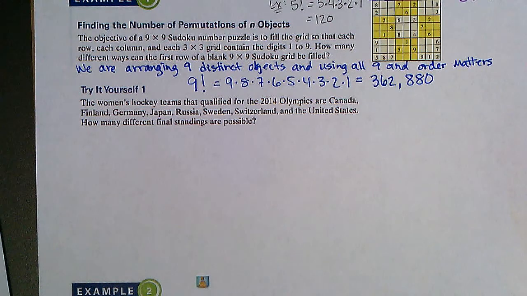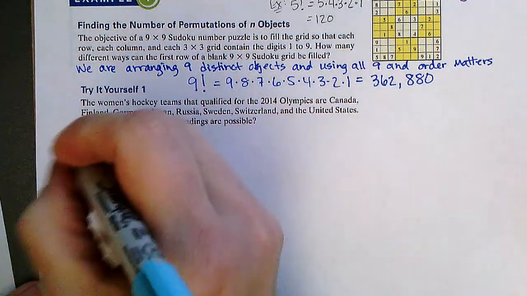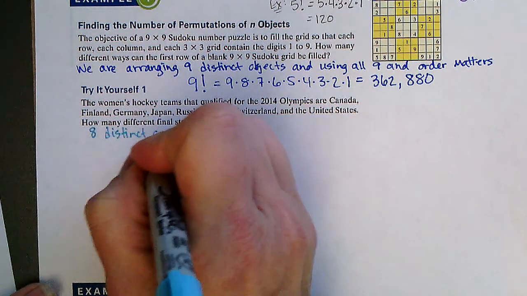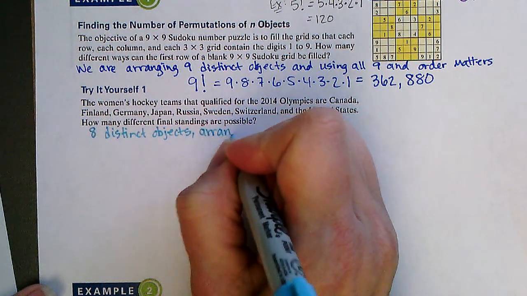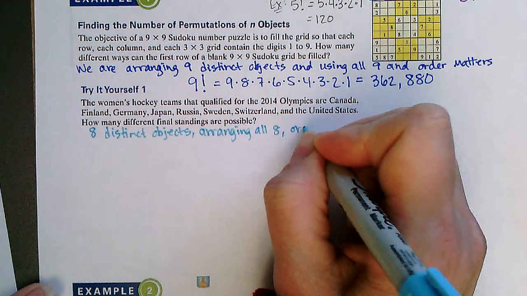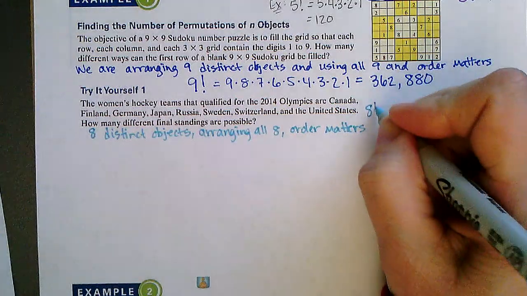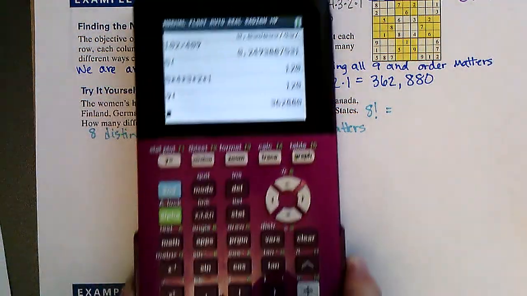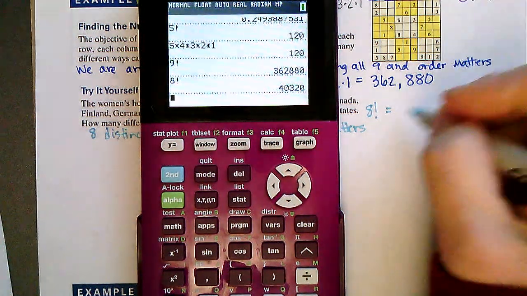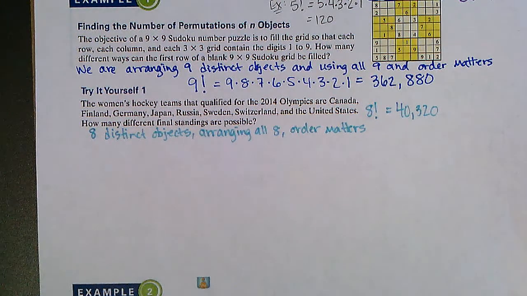The women's hockey teams that qualified for the 2014 Olympics are Canada, Finland, Germany, Russia, Japan, Sweden, Switzerland, and the United States. How many different final standings are possible? So again, we have 8 distinct objects. We are arranging all 8, and order matters. So the solution to that would be 8 factorial, which if I do that in my calculator is 40,320. So if we just used different arrangements, there would be 40,320 different ways for those 8 teams to end up at the end of the Olympics.